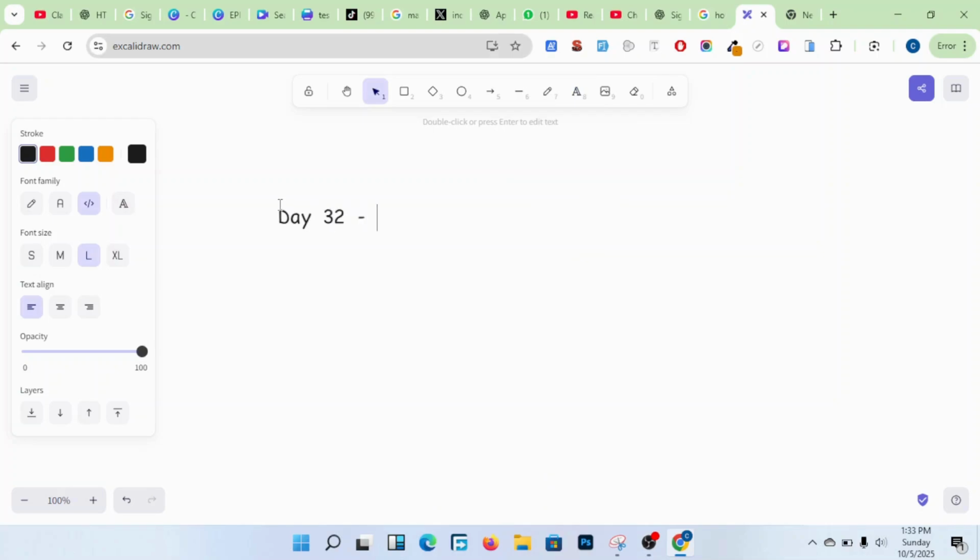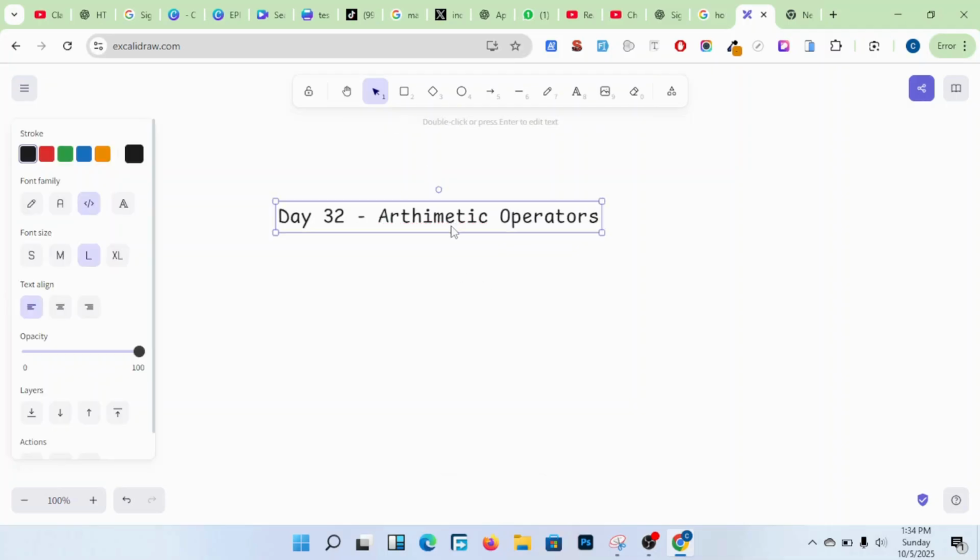Today we were supposed to cover variables, but I've decided to push it to tomorrow's class due to a certain concept that I want to teach you today that is going to lead us to tomorrow's class. Today's class we're going to study arithmetic operators. Okay, this is what we're going to cover in today's class.